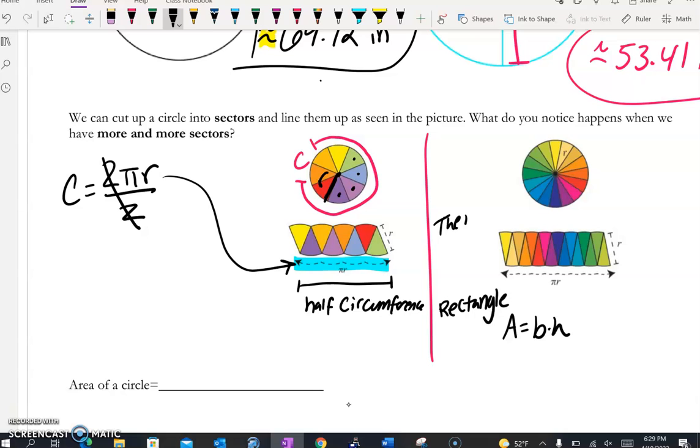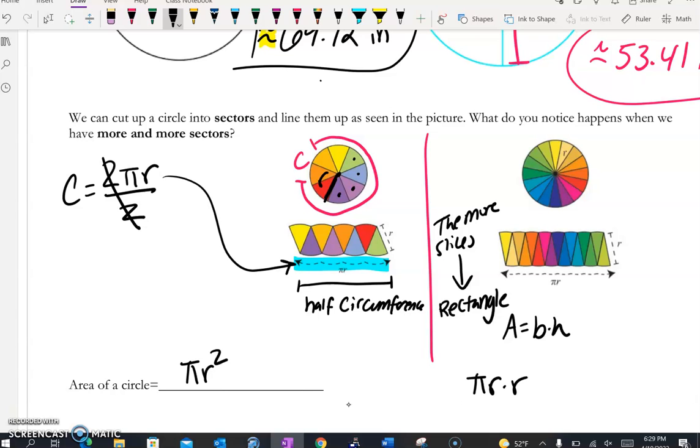So I'm going to put a little note. The more slices, right, the closer you're getting towards a rectangle. And to get the area of a rectangle, we just do base times height. So if I did that, I would say it's pi times radius times radius. Now, a cleaner way to write that is pi times radius squared.